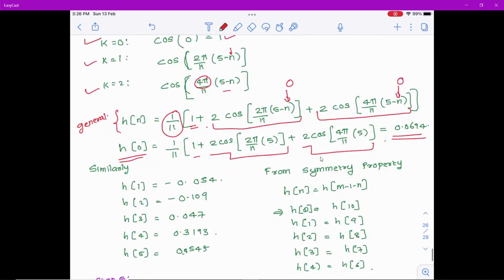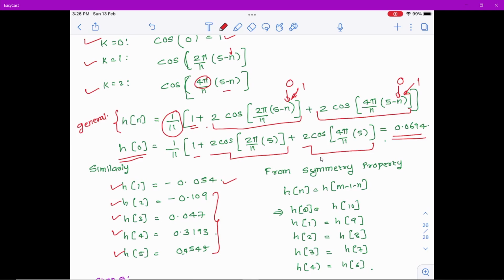Similarly, to find h of 1, you substitute n equal to 1. Here you give the value of n as 1. You will get the corresponding value of h of 1, which is minus 0.054. Similarly, you can do it for h of 2, h of 3, h of 4 and h of 5, you will get these values. Now we need to find values up to h of 10.